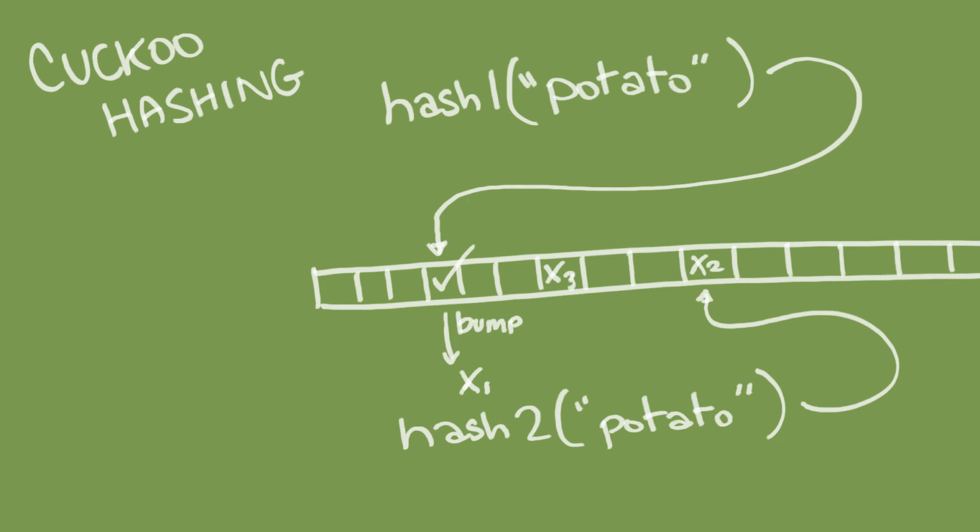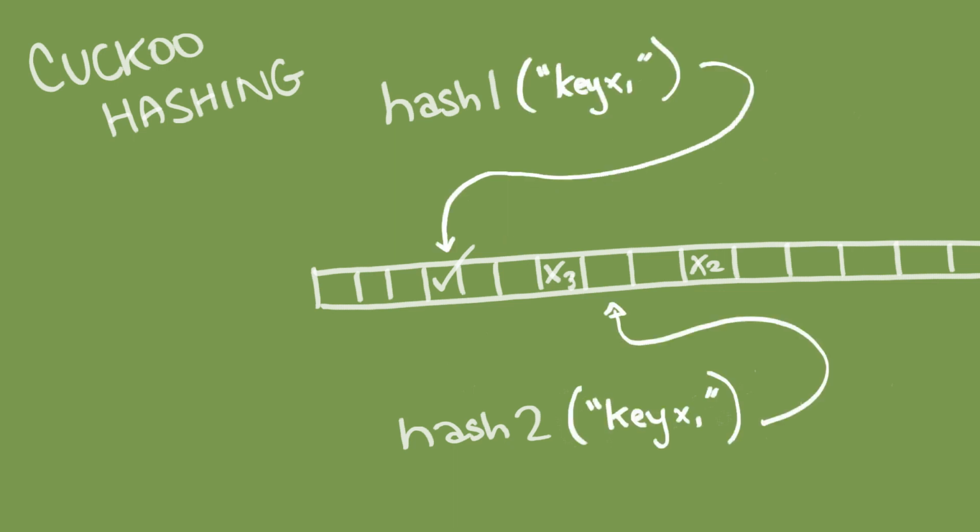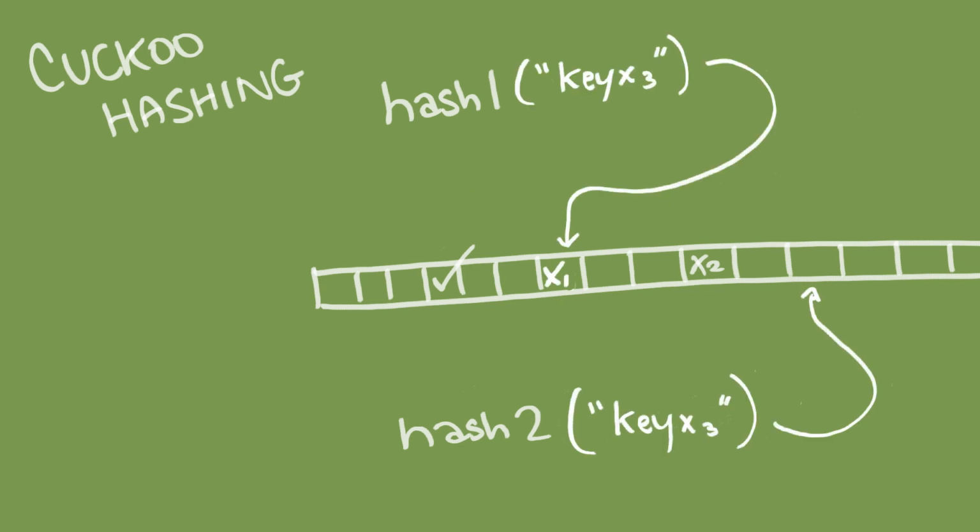But now we have a key-value pair, key x1 to x1, that needs a home in this table. So we rehash key x1, giving us two hash locations, and we put x1 in its second location this time. If x1's second location is full, we bump whatever object is in that second location and put it in its own second hash location. We can keep on doing this until everything in the table has a place.